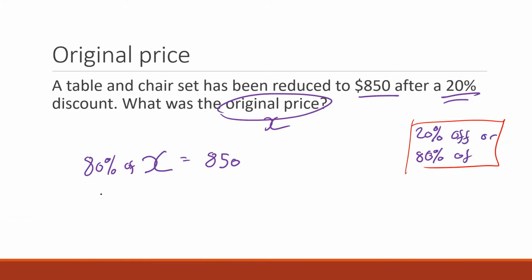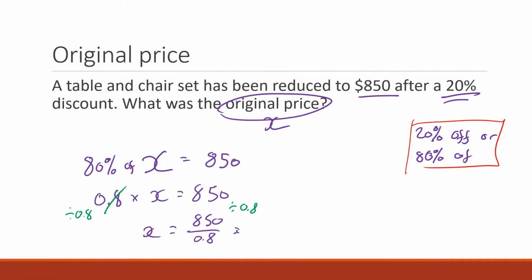Well, I know 80% is the same as 0.8, so 0.8 times x equals 850. If I now divide both sides by 0.8 and cancel that there, x equals 850 divided by 0.8, which gives you $1,062.50. That was the original price. It was probably more likely 1,060, and they just did some clever rounding at some point. But yeah, that's what we get for the original price.